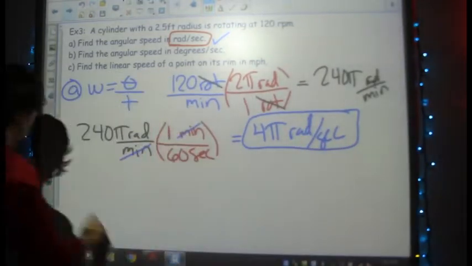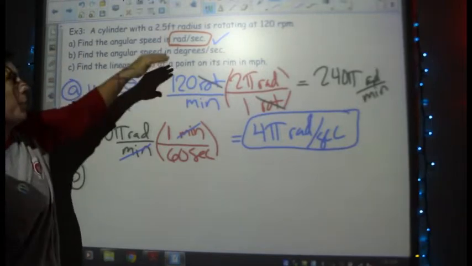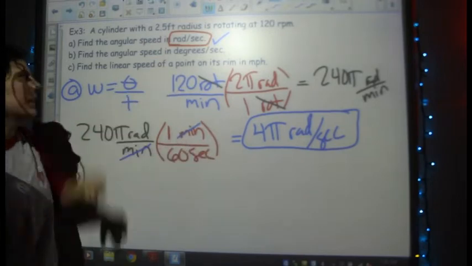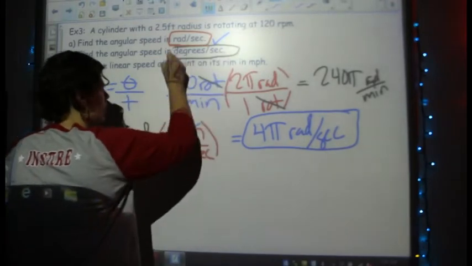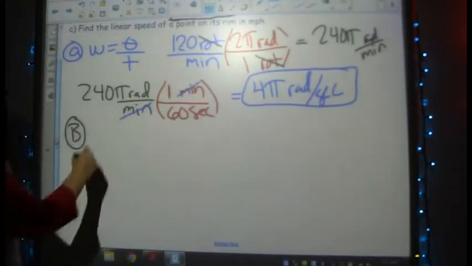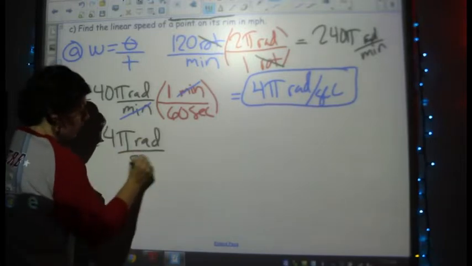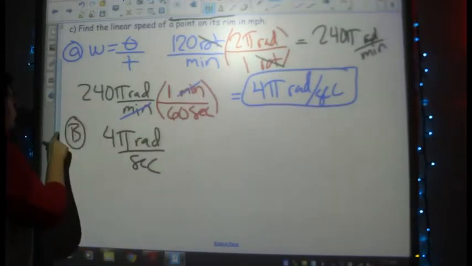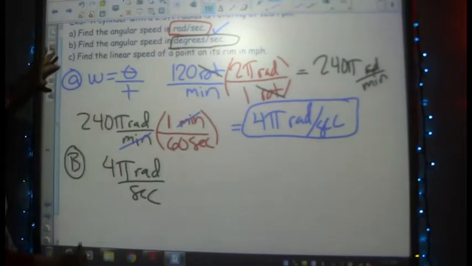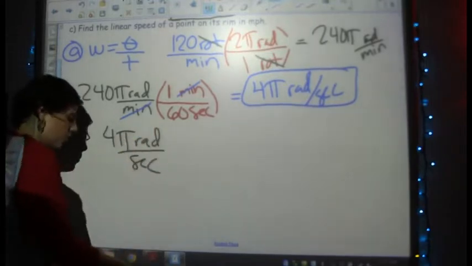All right, part B. Well, part B, I don't need another formula because part B says find the angular speed in degrees per second. Well, I already have the angular speed, so all they're asking me to do is change the units. Okay, well, that's fine. I can change the units. So I already have W equals 4 pi radians per second. We just did that in part A. And the directions for part B say degrees per second. So I don't have to change the seconds because I already have them. What I now need to change is the radians.